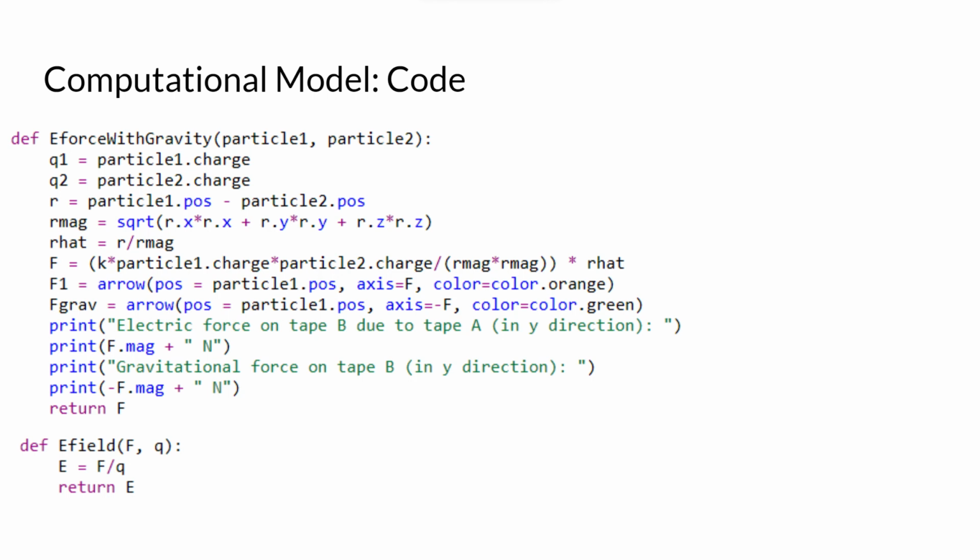The electric force function is defined as a function of the charges and the distance between them, and based on the free body diagram provided in the next slides, the gravitational force is equal in magnitude but opposite in direction to the electric force. The electric field created by tape B is equal to the force divided by the charge of B. Note that the charges of A and B are employed as equal, since the charges were generated in the same manner, so it is safe to assume that they are equal.